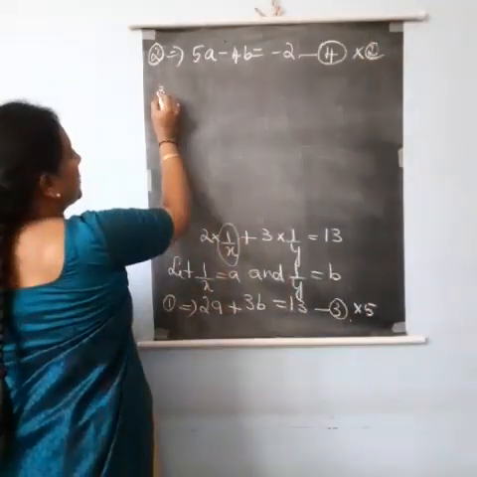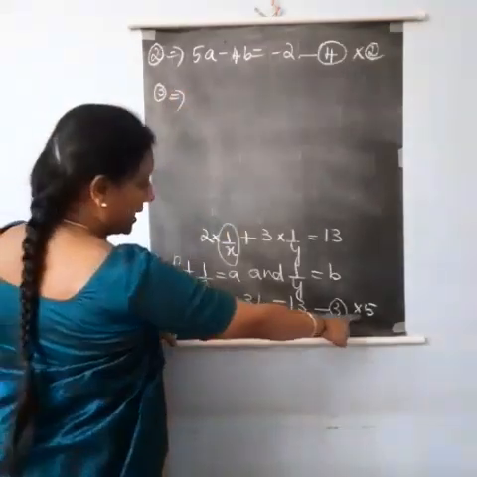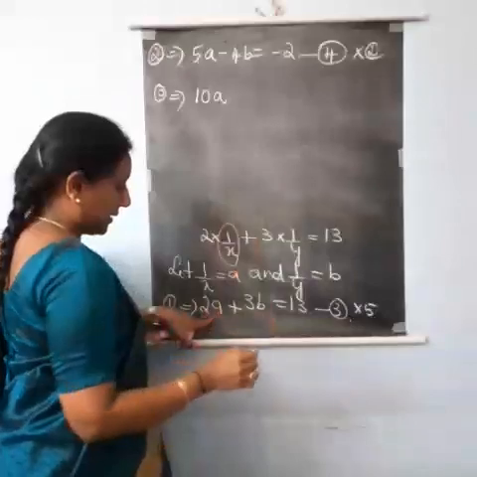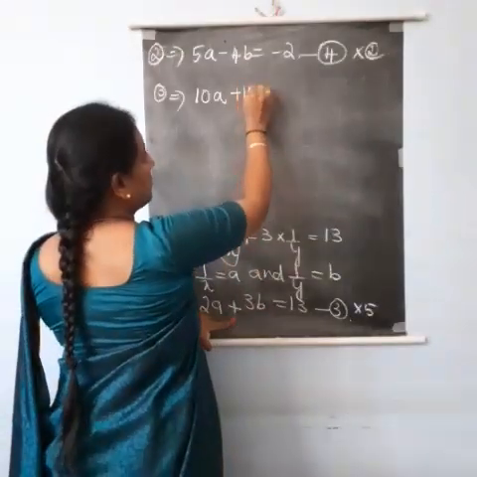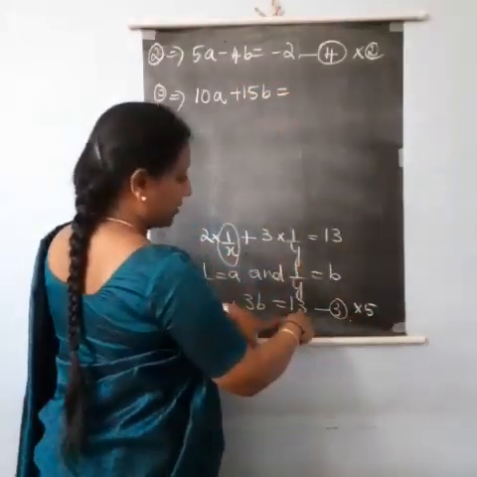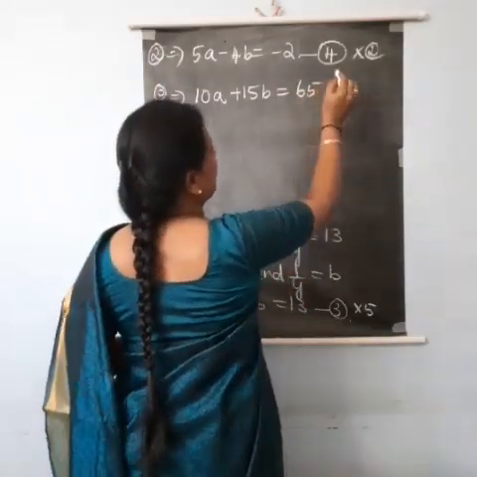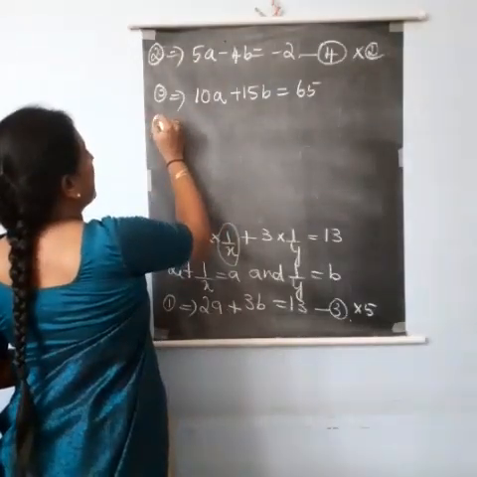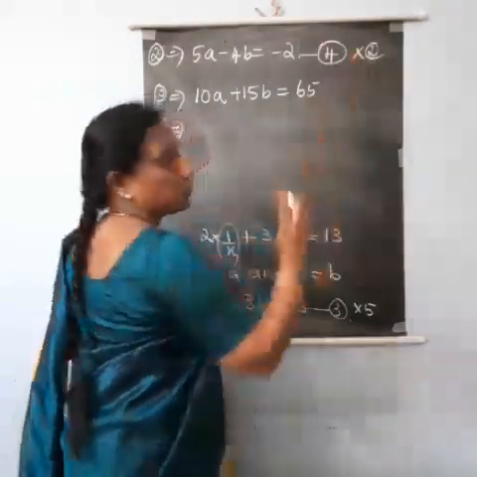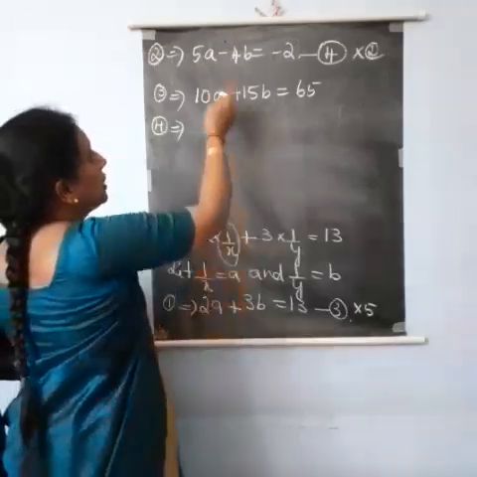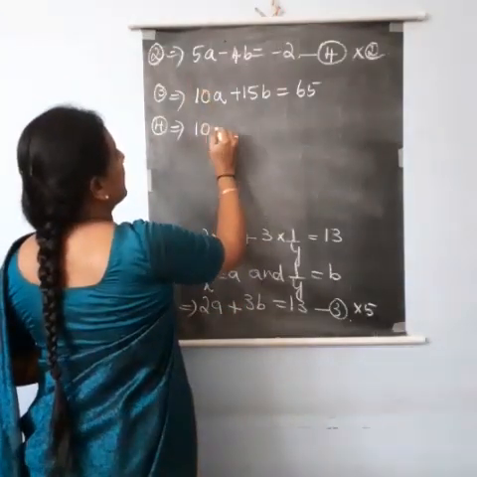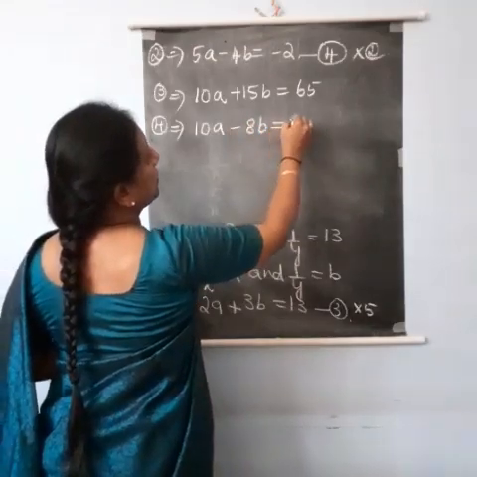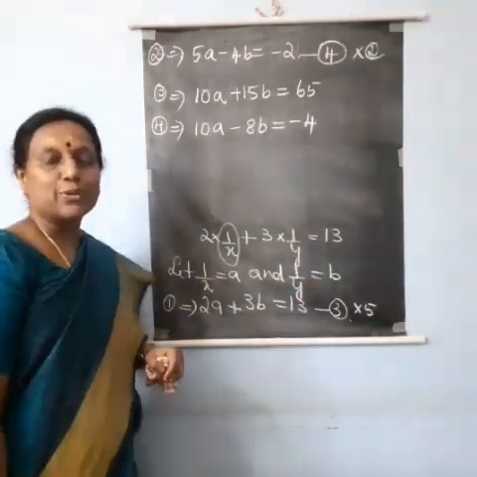So what does third equation become? It will become 5 into this whole thing. So that will be 5 2s are 10a plus 15b equal to 5 into 13 is 65. Are we okay with that? Then what does fourth equation become? I am going to multiply it by 2. When I multiply it by 2, what will I get? I will get 10a minus 8b equal to minus 4. Are we okay with this?